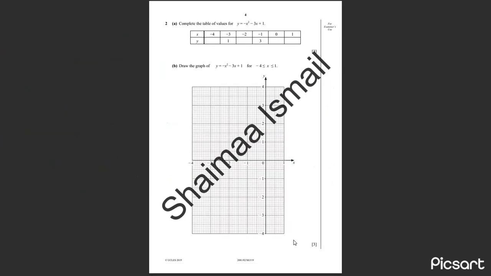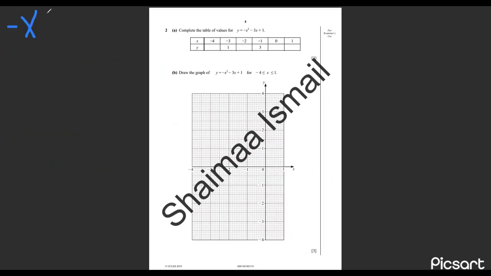Lesson number 2, complete the table for y equals negative x. So here, completing the table, we have negative x squared, this is the equation, minus 3x plus 1, all that equals y.